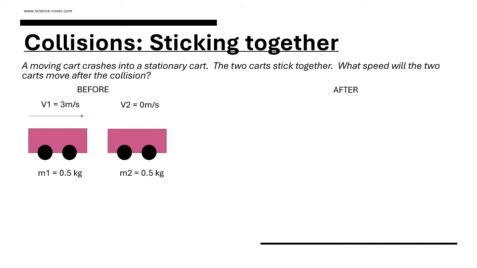And we can see here in the diagram, we have a first cart that has a speed v1 of 3 meters per second and a mass m1 of 0.5 kilograms. The second cart, which is crashing into, has got a speed v2 of 0 meters per second and a mass m2 of 0.5 kilograms.